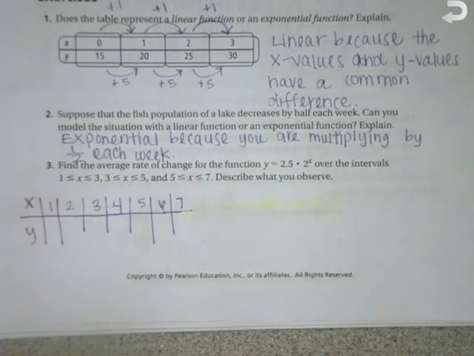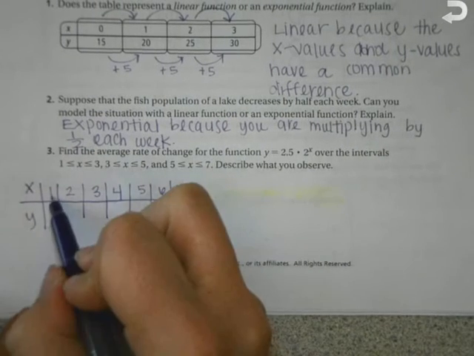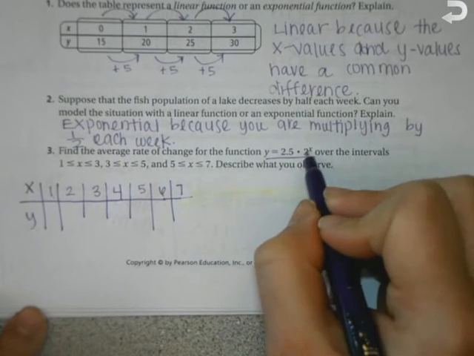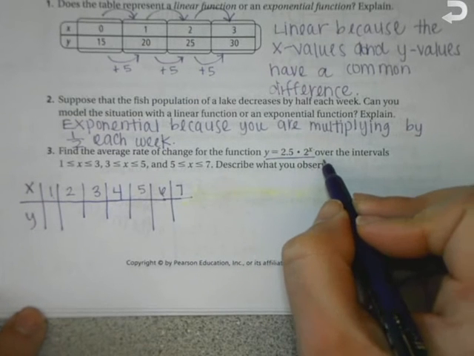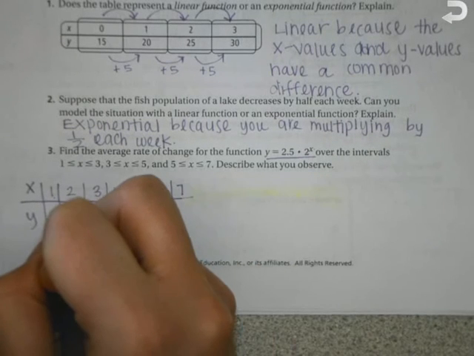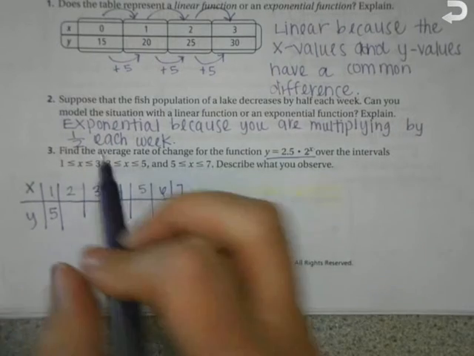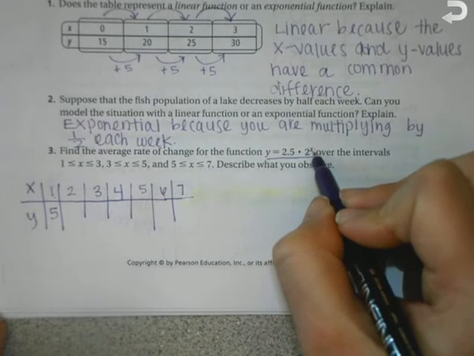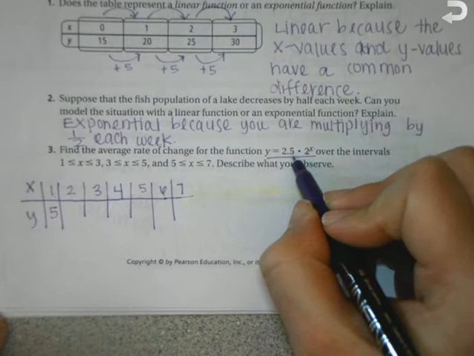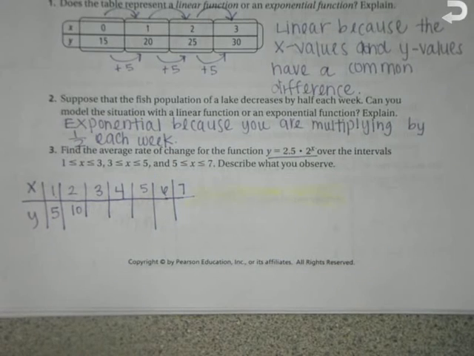Okay. So let's see if we can figure it out. If I plug in 1 to this function, 2 to the first power is what? 2. And 2 times 2.5 gives me 5. Okay. If I plug in 2, 2 to the second is what? 4. And 4 times 2.5 is 10. Okay. Anybody have a guess what the next one is?